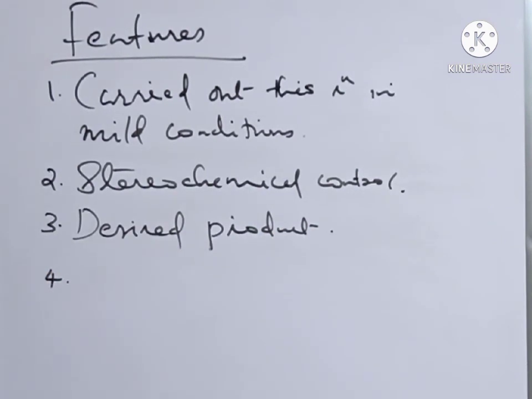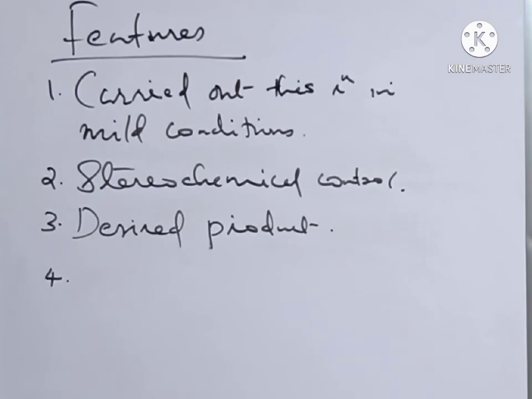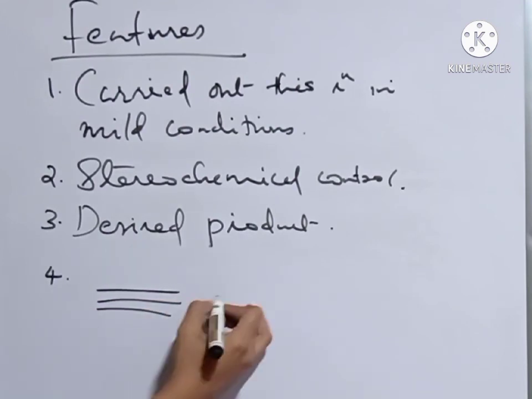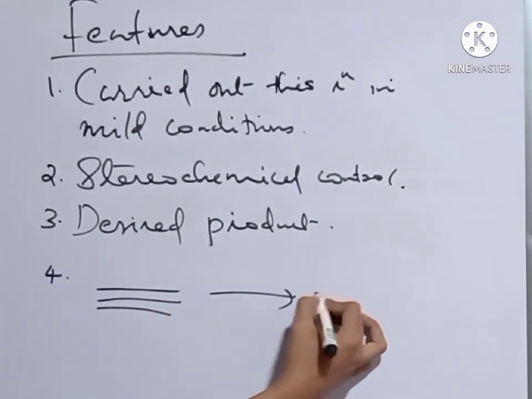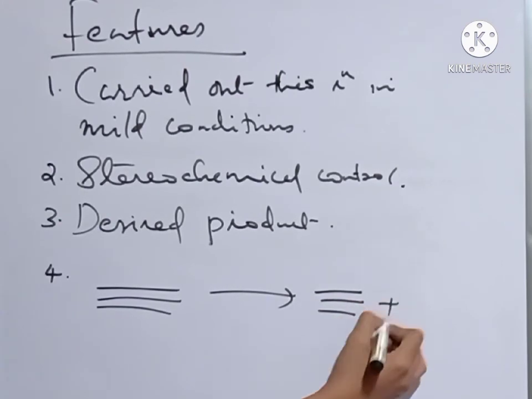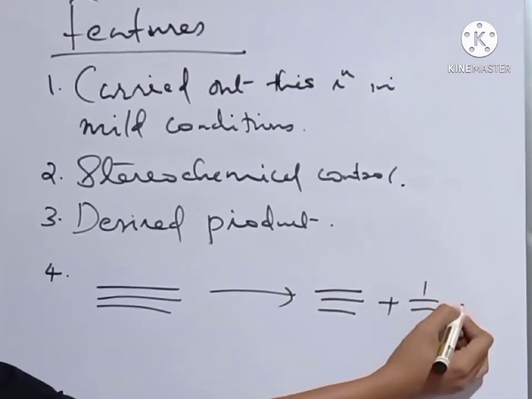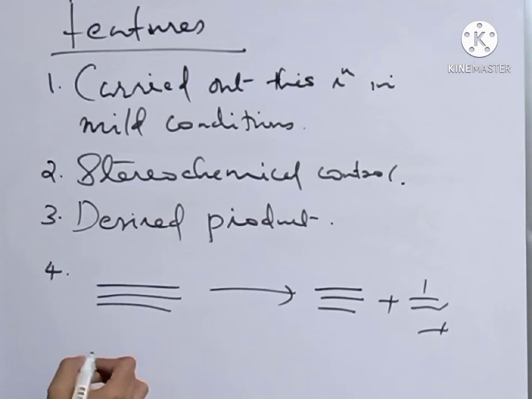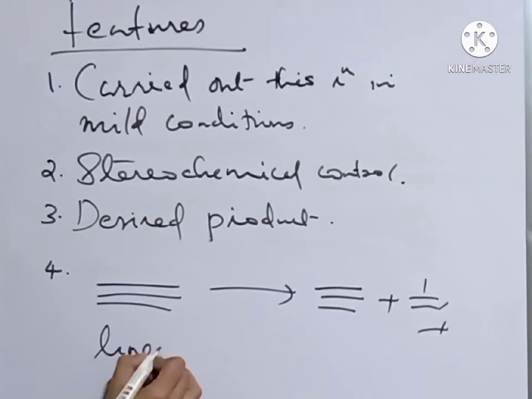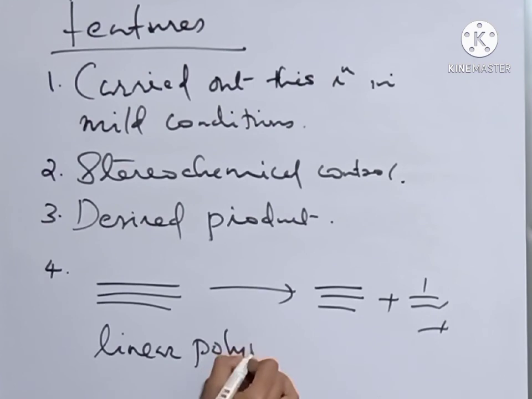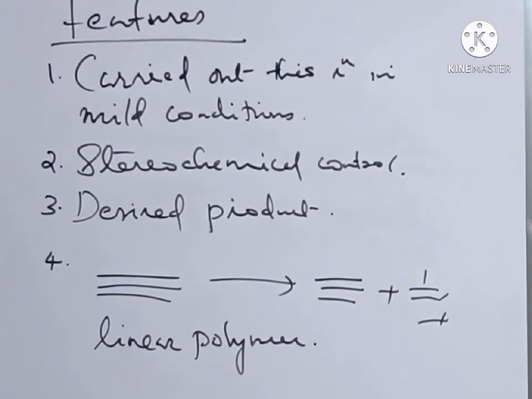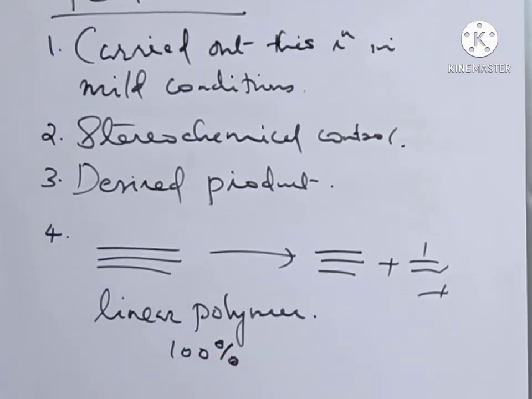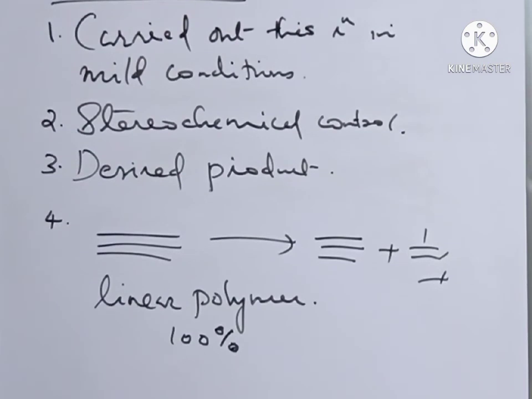The problem we always face during a polymerization reaction is that if we want to prepare a linear chain, during the preparation we'll get some branched chain also. That is, we'll get a mixture of linear and branched polymers. But here in Ziegler-Natta polymerization, the advantage is that we'll get linear polymers. And the purity is 100%. That is, we'll get 100% linear polymer by using the Ziegler-Natta polymerization reaction.